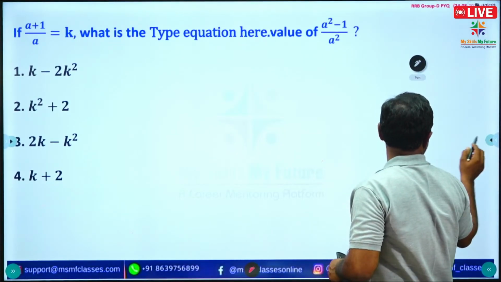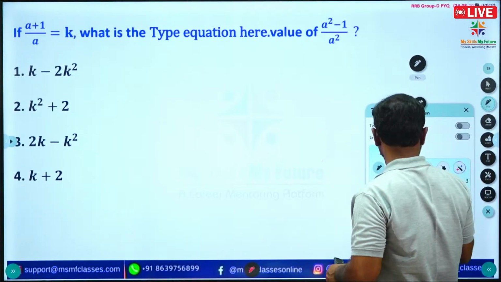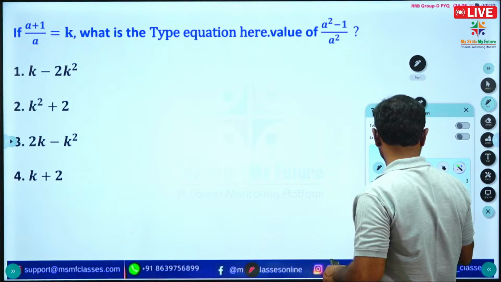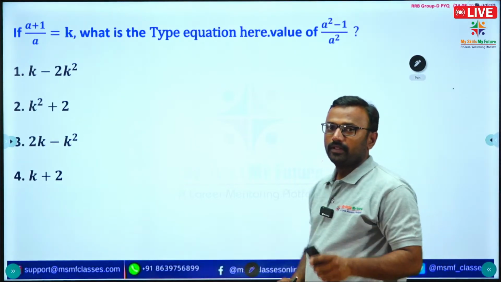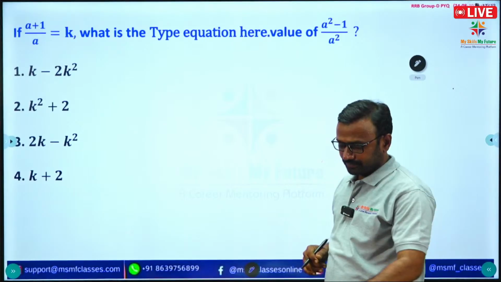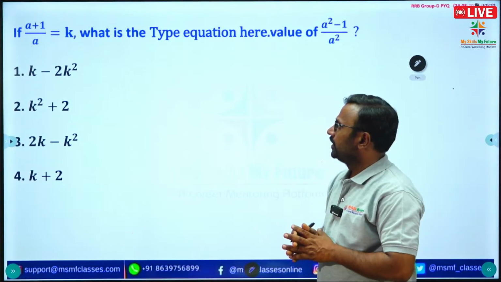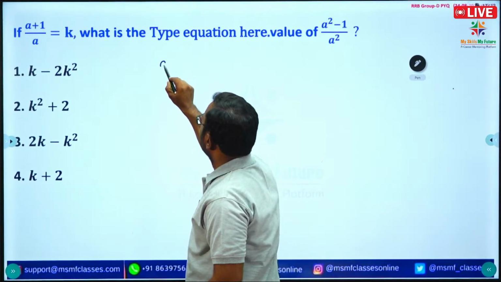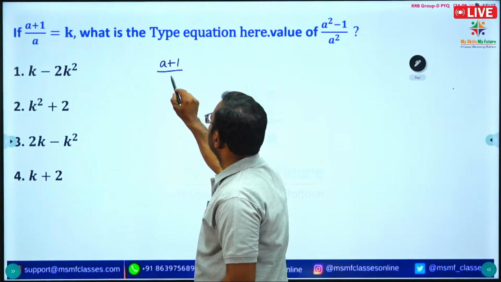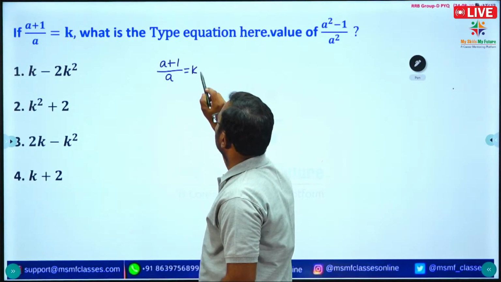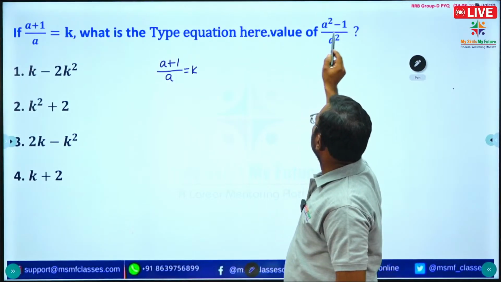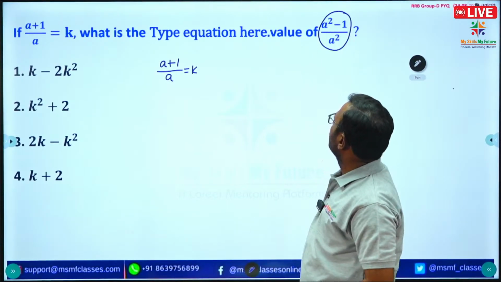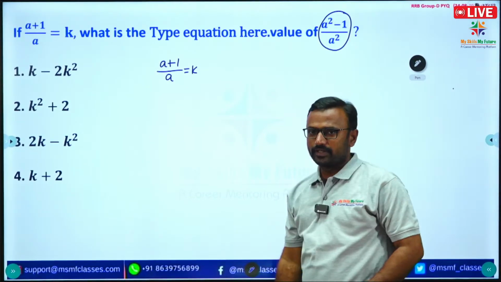See the question here. If a plus 1 by a is equal to k, then what is the value of a square minus 1 by a square?